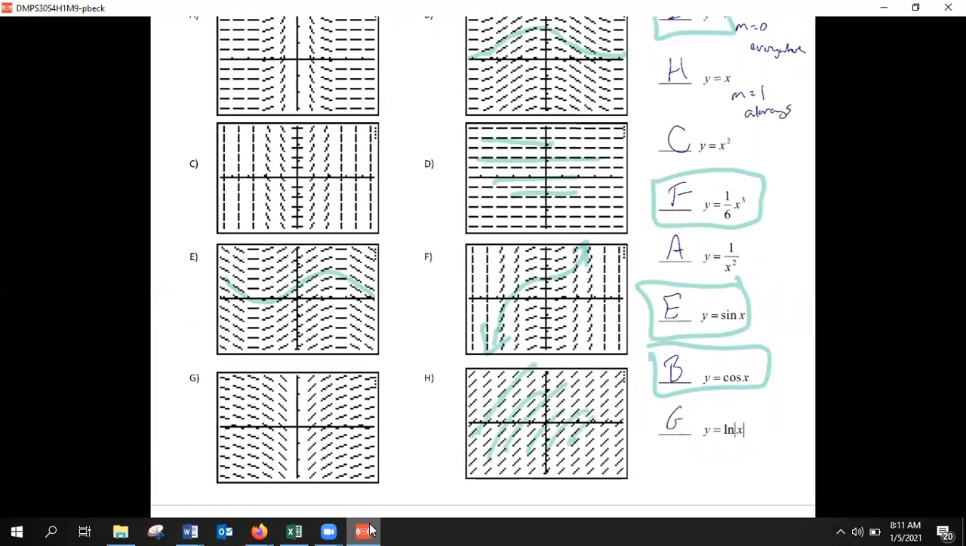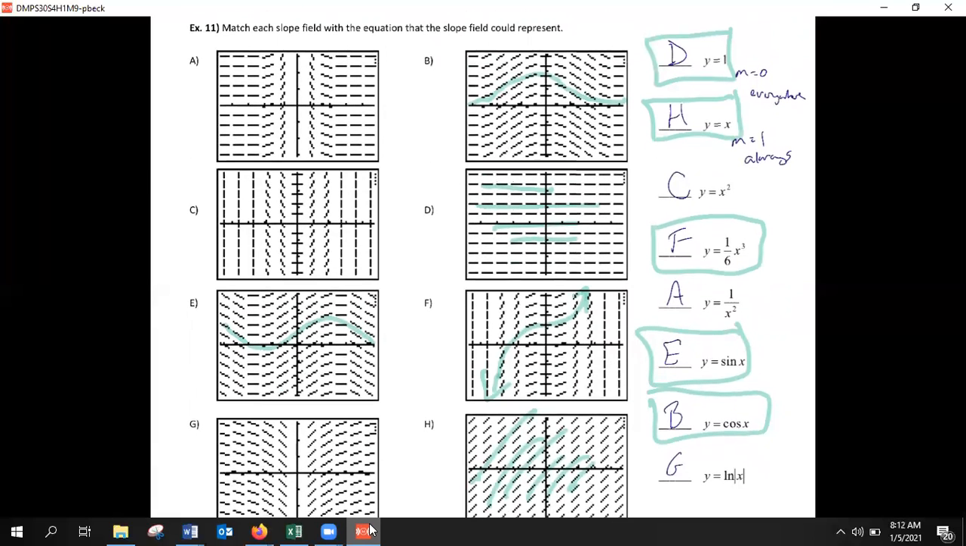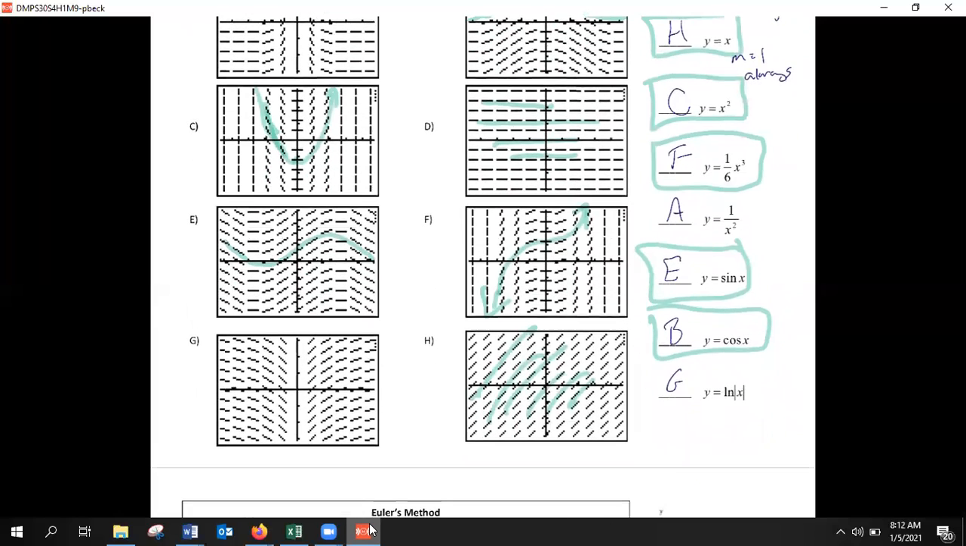Linear. Are there any other easier ones? So this kind of looks like it's going to be almost, yeah, that's our quadratic one. So if you notice, I'm just trying to match up things that sort of make sense.